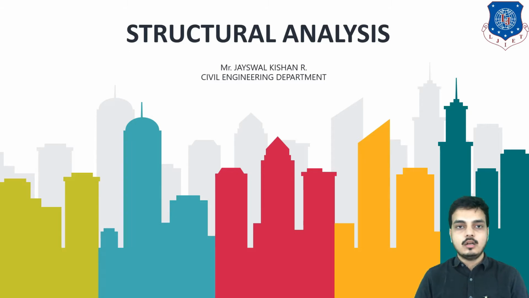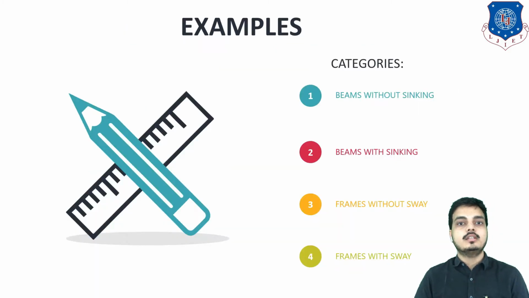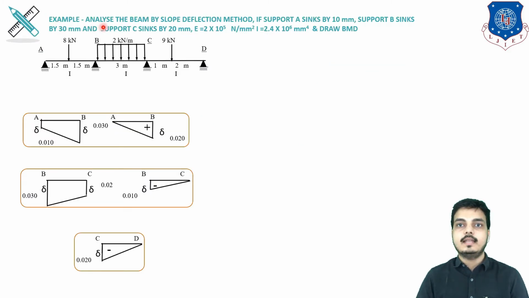And today we are learning all about structural analysis. So here we are in session number 7, and in today's session we are considering one more example of beam with sinking. So here the example given: analyze the beam by slope deflection method.